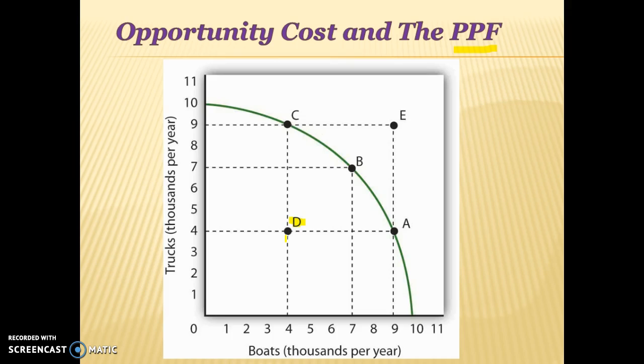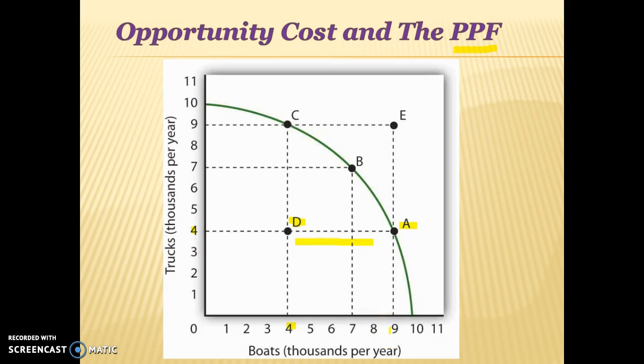What I mean by that is, at this point we're producing 4 trucks and 4 boats, so you always measure it against where it is on the Y and the X axis. If we want to suddenly produce more boats, so we want to move this way, we don't have to give up any trucks. The reason for that is we're not using our resources efficiently. So all we need to do is work harder and we can get to point A, where we'll now be producing 4 trucks and 9 boats.